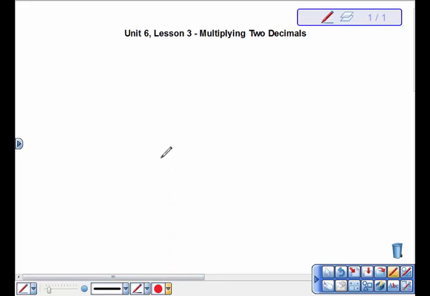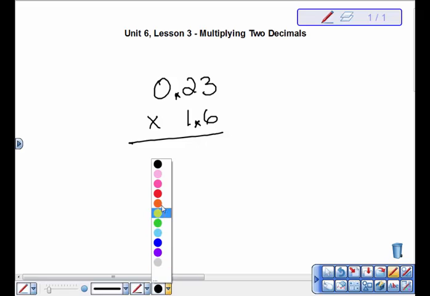So let's do 0.23 times 1.6. We'll do some basic numbers, so we won't do anything too crazy. All right, so same thing. I want to ignore the decimals, and if I ignore the decimals, pretend they're not there, I get 23 times 16. That's easy. I can handle that.